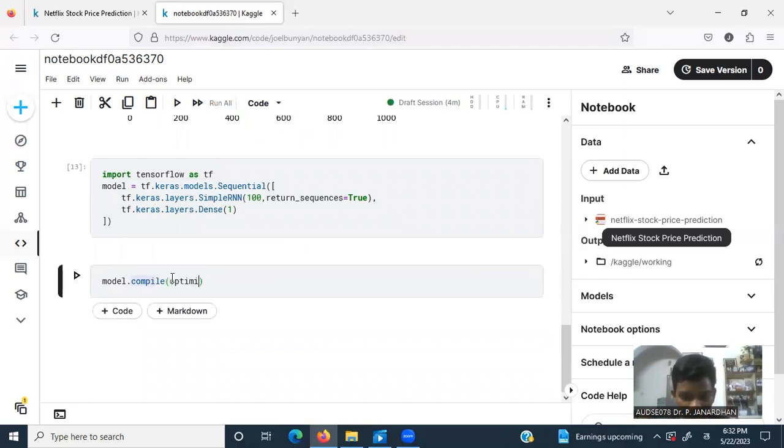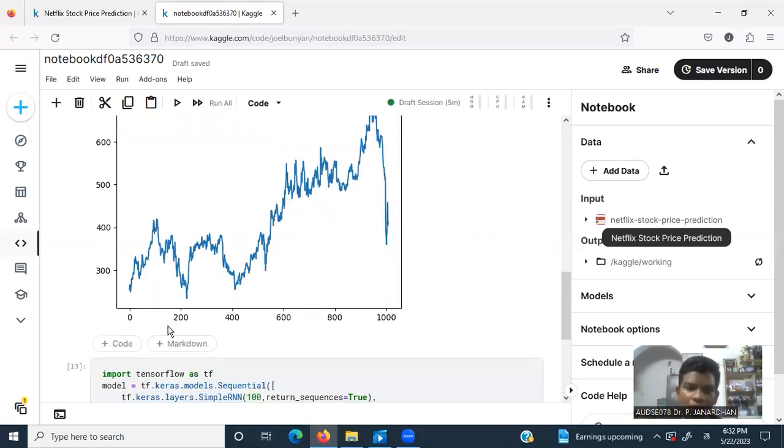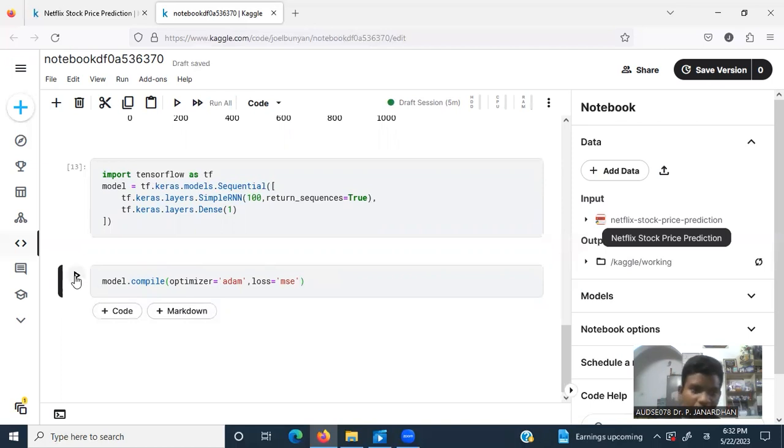Let's use the Adam optimizer, right? And then the loss. Let's use mean squared error, the classic loss, and then we'll set the metrics. We don't want to use accuracy because we want the output to be as close as possible to the actual value. We don't want to predict the exact stock price in decimal format, we just want to get closer, right? So that is why I'm going to use the loss function and not the accuracy.